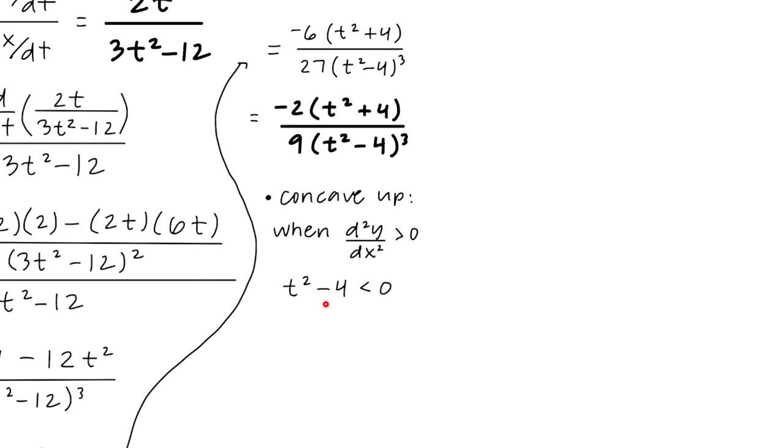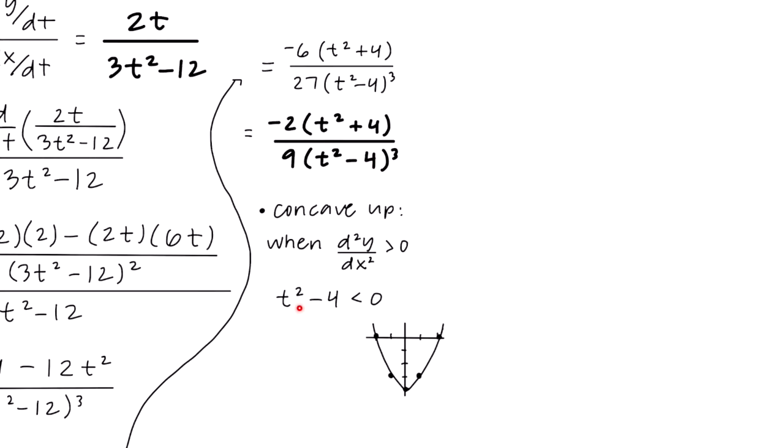So we have t squared minus 4 is less than 0. And t squared minus 4 is a parabola that's shifted down 4. It's opening up and it follows the pattern 1, 1, 2, 4. So you can see here's the graph. And looking at this graph, we can see the values over which this equation is negative. That would be where the graph is below the x-axis. So that's between negative 2 and positive 2. So we have t is between negative 2 and positive 2, and that would be the values of t over which the original curve is concave up.